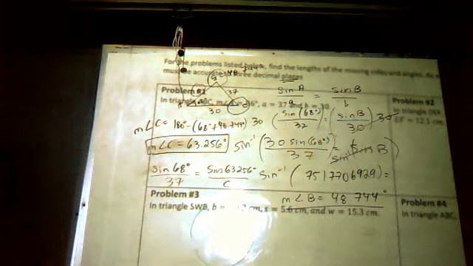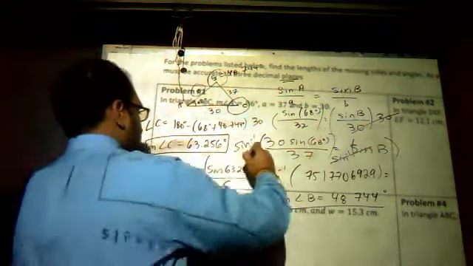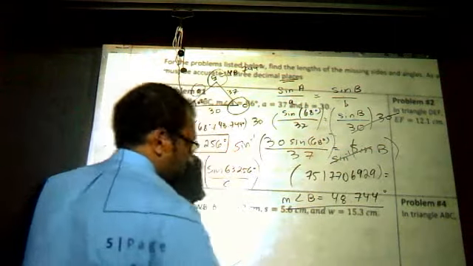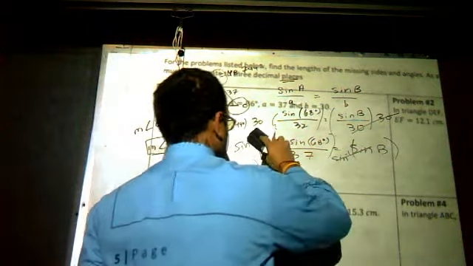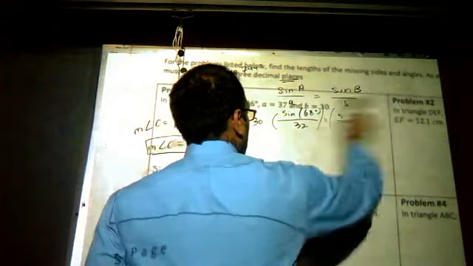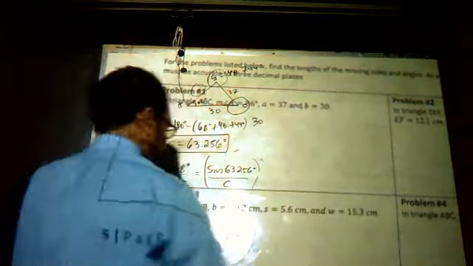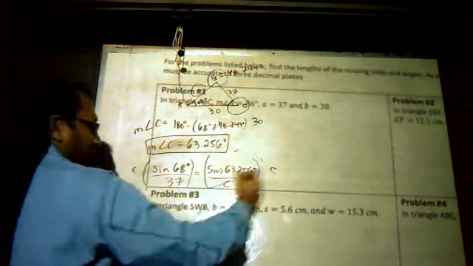So now all we do is we solve for our variable. We solve for our variable. I'm going to go ahead and erase this just so you can see. Anyway, I'm solving for C, so multiply by C on both sides.